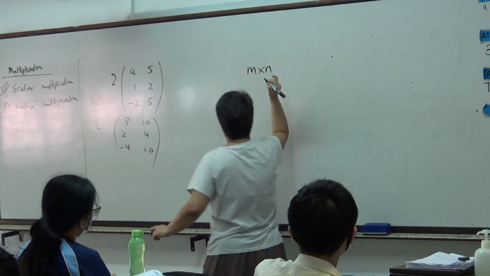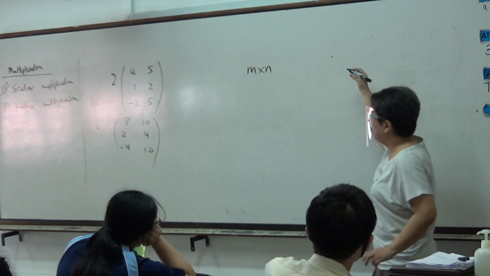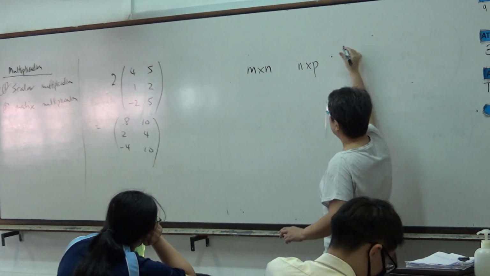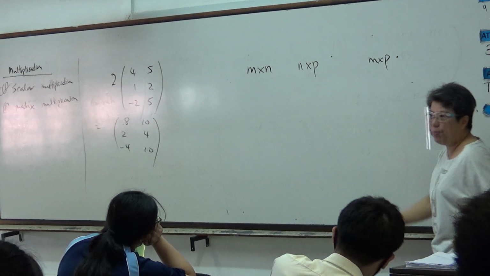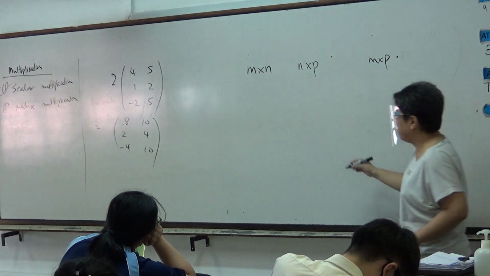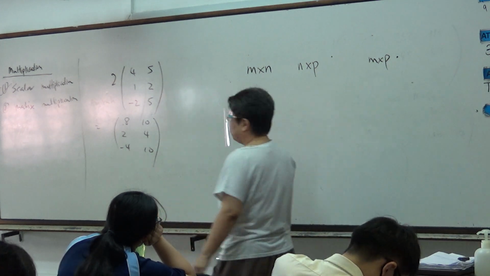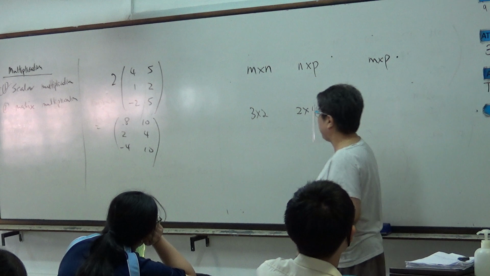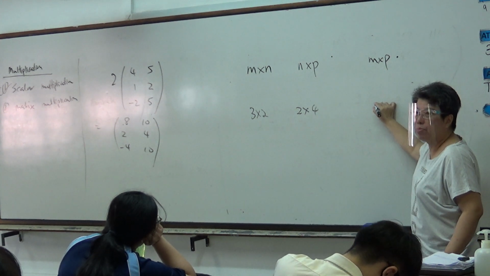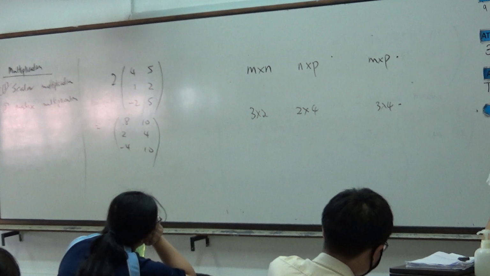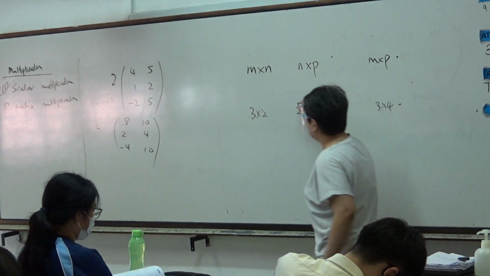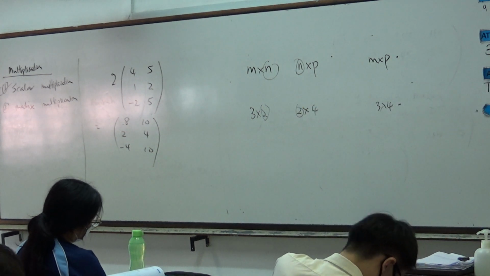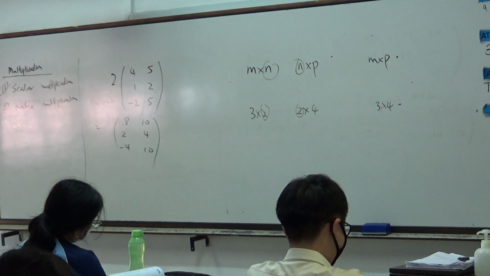Now, if you have an m by n matrix, you must multiply by an n by p matrix. These two must be the same. Then the final answer will be an m by p matrix. What do I mean by that? For example, if this is a 3 by 2 matrix, I must multiply by a 2 by something. Let's say 2 by 4. Final answer will be what? A 3 by 4 matrix. Understand? Now this one has got to be the same, because if not, you cannot multiply. I will show you why later.